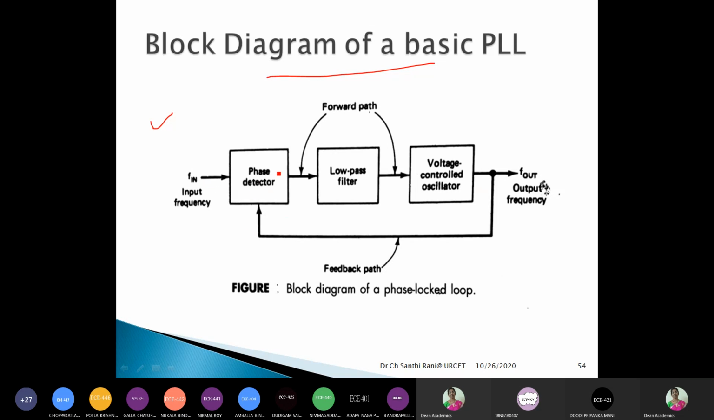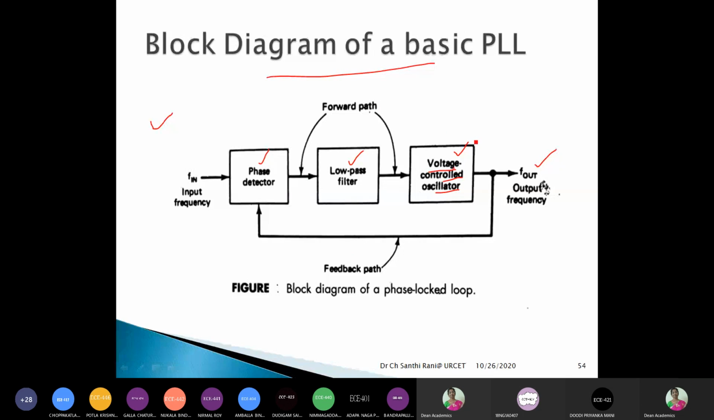Now, input frequency, then phase detector, low pass filter, then voltage controlled oscillator, VCO. It is an oscillator which produces oscillations of a certain frequency, and its input is the voltage. Therefore, we call it a voltage controlled oscillator, and the output of this voltage controlled oscillator is taken as the output. Again, this output frequency is fed back to the input for comparison. Now, from input to output, we call this path the forward path. From output to input, we call this the feedback path.